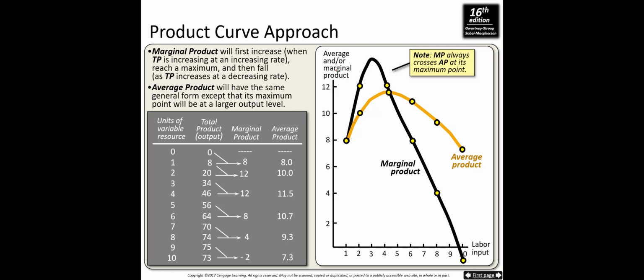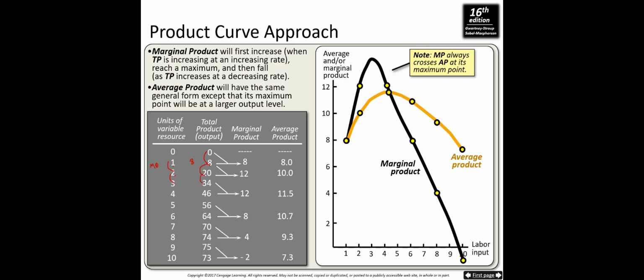Let's look at this example. This time the variable units are increasing by 1, so we don't need to divide total product by the change in units of variable resource, because it's always 1. You are increasing every time by 1 unit. So total product increases from 0 to 8. Marginal product of the first worker is 8. Total product increases from 8 to 20. Marginal product of the second worker, because the first 8 units are already made by the first worker, the additional units produced by the second worker is 12 units.